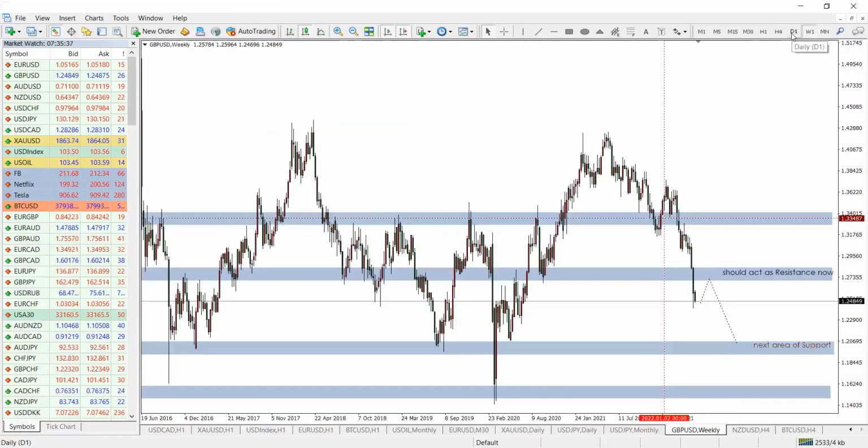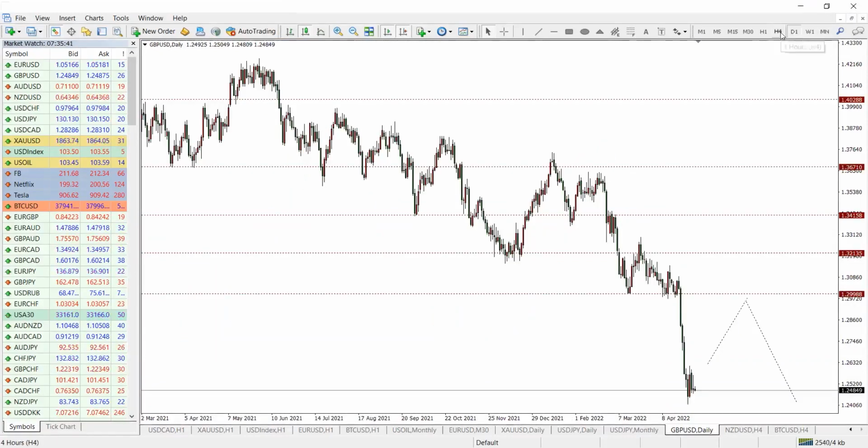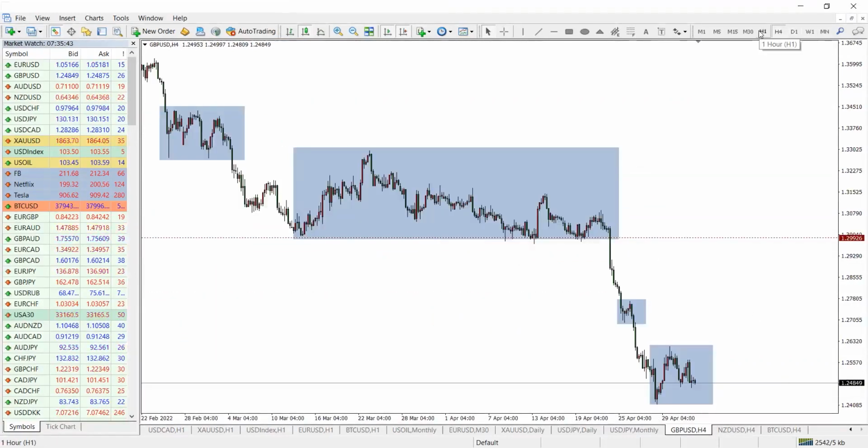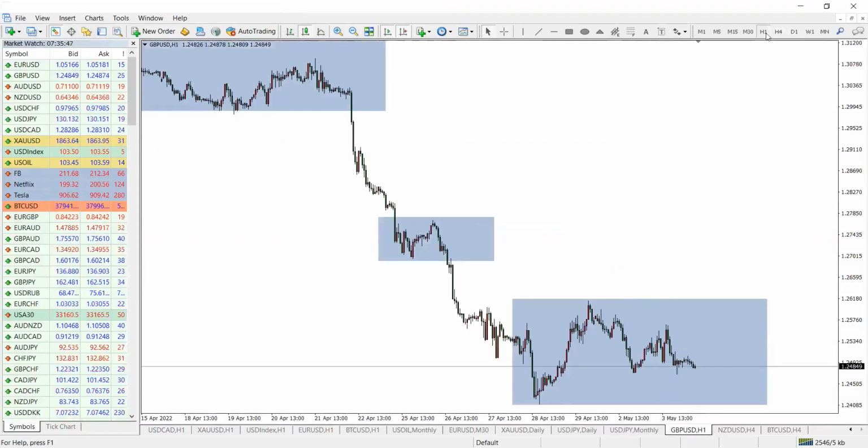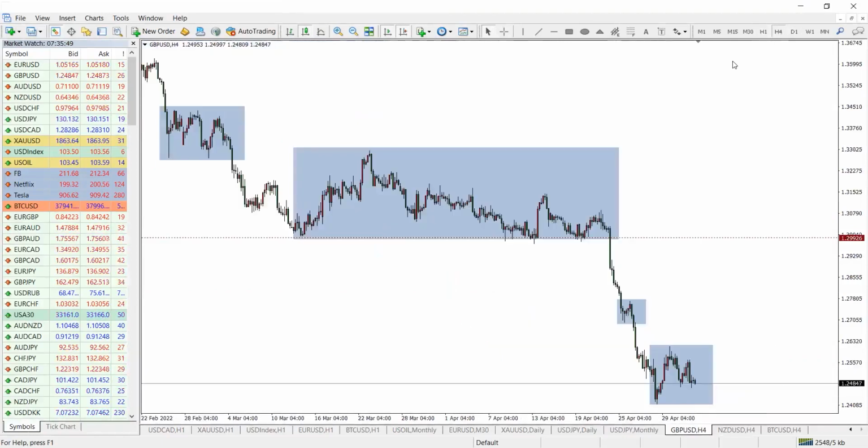Weekly, bearish, waiting for a pullback. That is daily, bearish, waiting for a pullback. 4 hours, the same thing, because of what has been happening, because of the trend, even the 1 hour. So you need to know how to analyze the market in depth, to have a better understanding. And trust me, you are good to go.